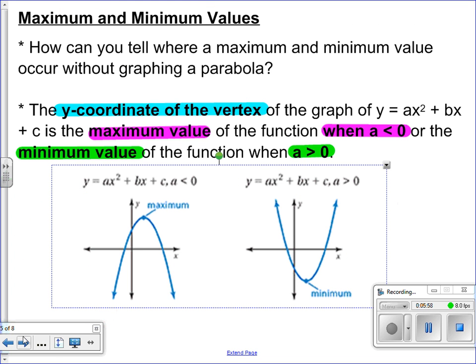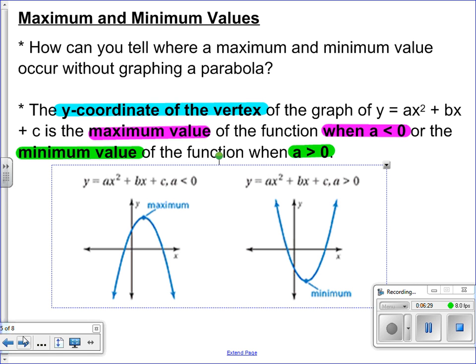Now, maximum and minimum values. So how can you tell where a maximum and minimum value will be without graphing? Well, the y-coordinate of the vertex is the maximum value of the function. So if we have a less than 0, it's going to be the maximum value. And if we have a greater than 0 in this equation, we're going to have a minimum value. And then we have to find the y-coordinate of the vertex. And this just shows a picture.